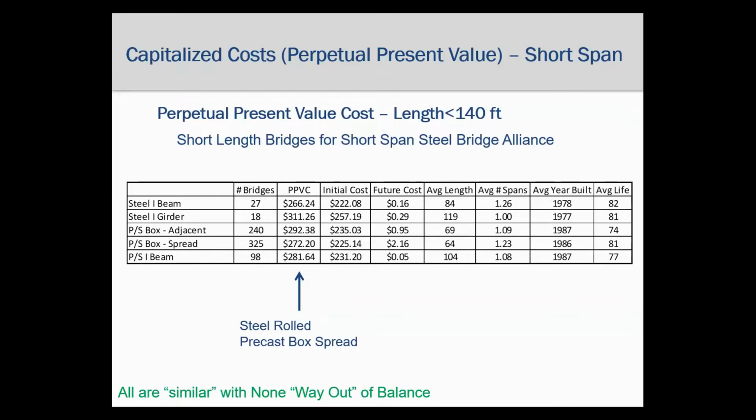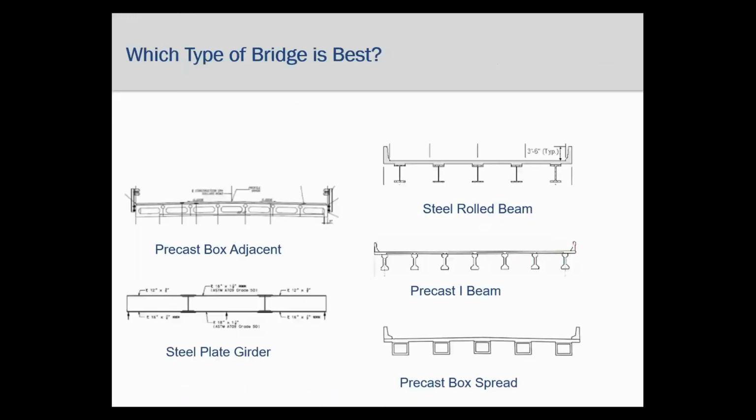Here, we see that steel rolled beam bridges has the lowest capitalized cost at $266.24, with precast spread boxes at $272.64. However, there is still that statement at the bottom that all are similar with none way out of balance. Now, the plate girder bridges are a little high, but that would be expected here in these short spans since they are not as economical below about 80 feet.